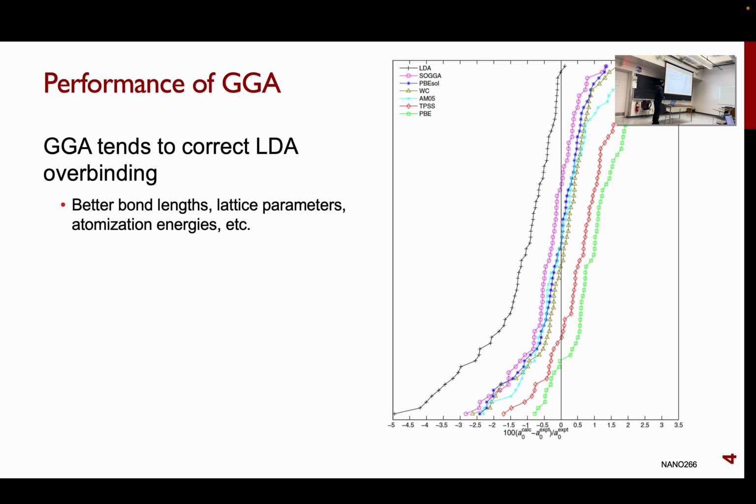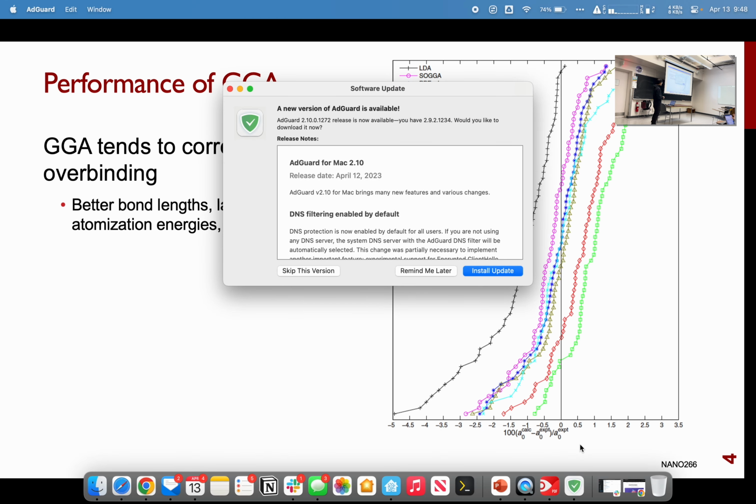Okay. Now, let us look at what the performance of your GGA functional is. Okay. So one of the advantages of the GGA is that it tends to correct the overbinding tendency of your local density approximation. Okay, so if you recall this chart that we showed earlier, the black line is basically your LDA predictions, and this zero line essentially is the zero error line for your lattice parameter predictions, and you can see that LDA consistently underestimates your lattice parameters, right?